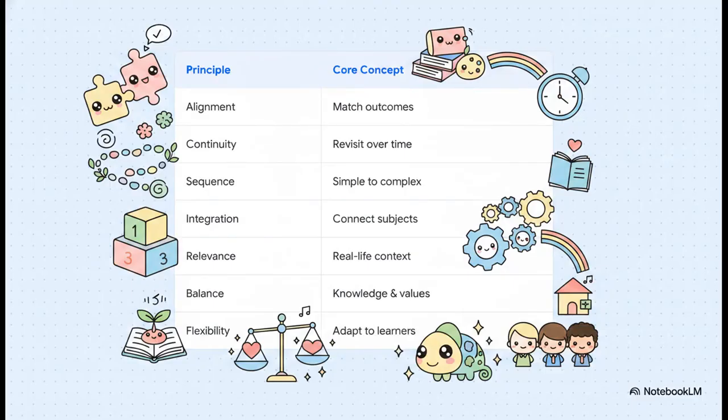All right, let's pull everything we've talked about together into one core summary. We have constructive alignment, matching outcomes to teaching and testing; continuity, revisiting concepts over time; sequence, moving from simple to complex; integration, connecting subjects together; relevance, tying lessons to real-life contexts; balance, harmonizing knowledge, skills, and values; and flexibility, adapting it all to the actual learners in the room. This right here, this is the permanent educational blueprint.